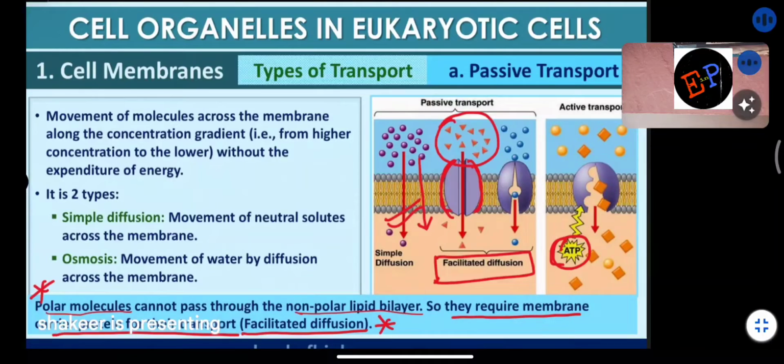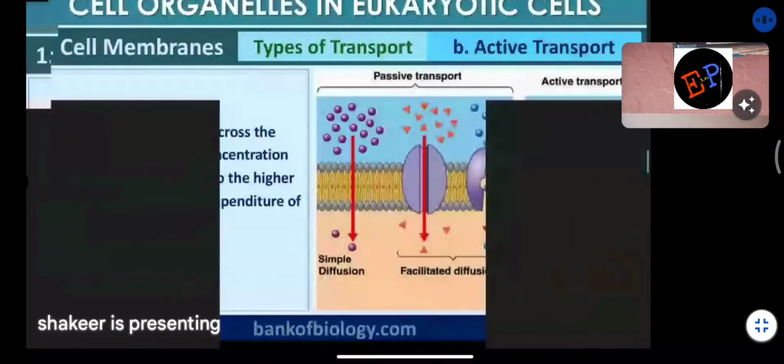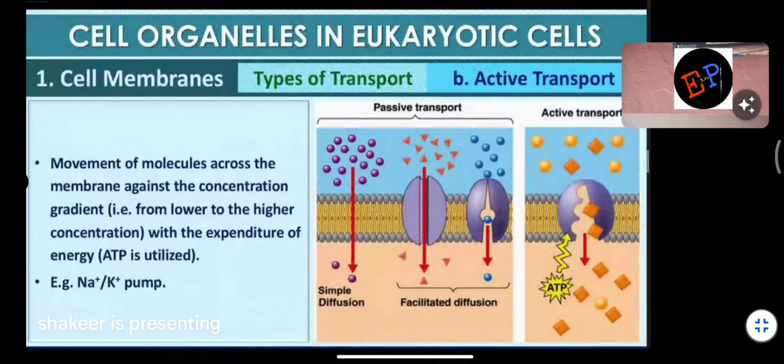So that waste material will be transported out of the cell only with the help of active transport. Clear? That's it. Okay? So then we are studying about active transport. Movement of molecules across the membrane against the concentration gradient, that is from lower to higher concentration, with the expenditure of energy, ATP is utilized. Example is the Na+ K+ pumping system.